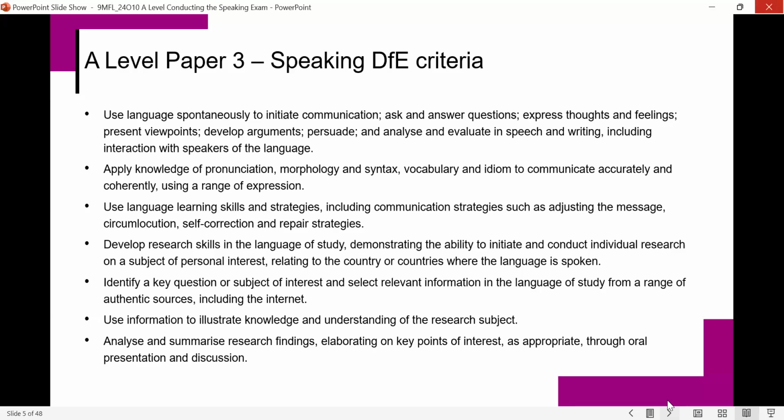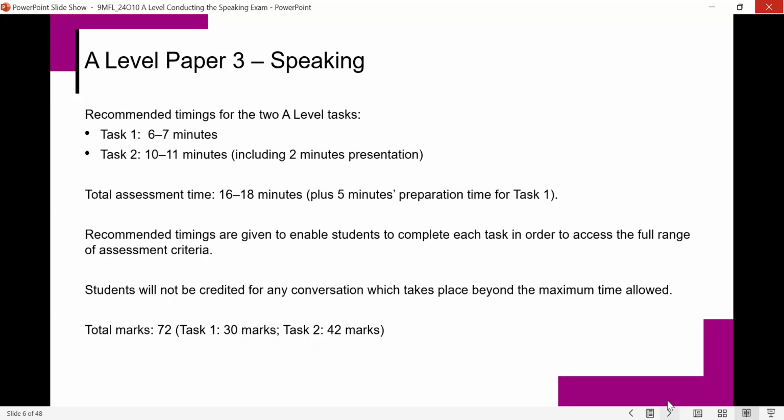And then students are also expected to use information to illustrate knowledge and understanding of their research topic. And they're expected to analyse and summarise research findings, elaborating on key points of interest as appropriate through the oral presentation and discussion. So that's really the big picture, and we'll look in detail as we move forward in a moment.